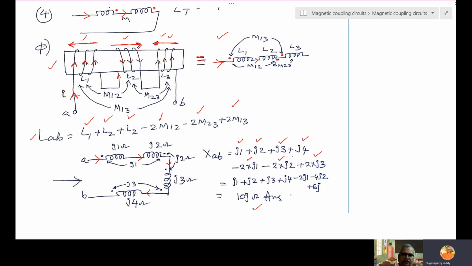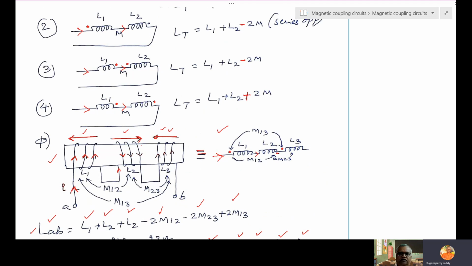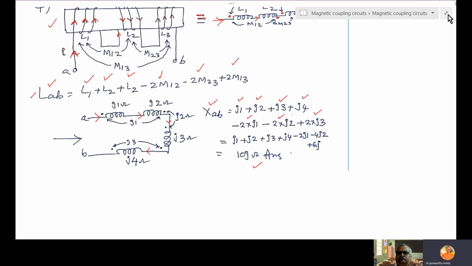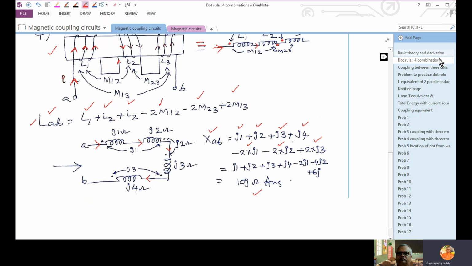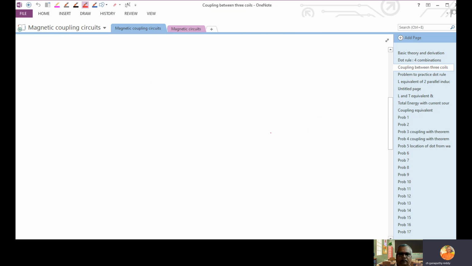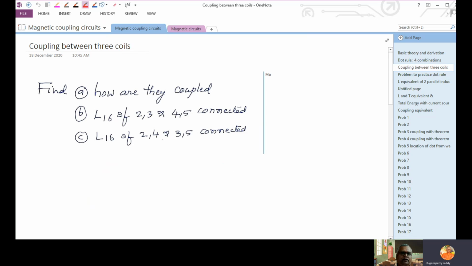So this is direct. If reactances are given, they ask XAB. If L1, L2, L3 are given, they ask LAB. So any one of the ways they can ask the question. So this is a more typical problem, coupling between three coils.